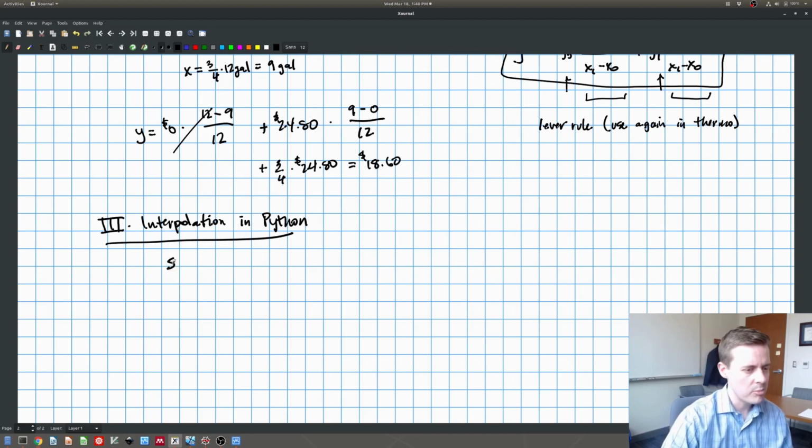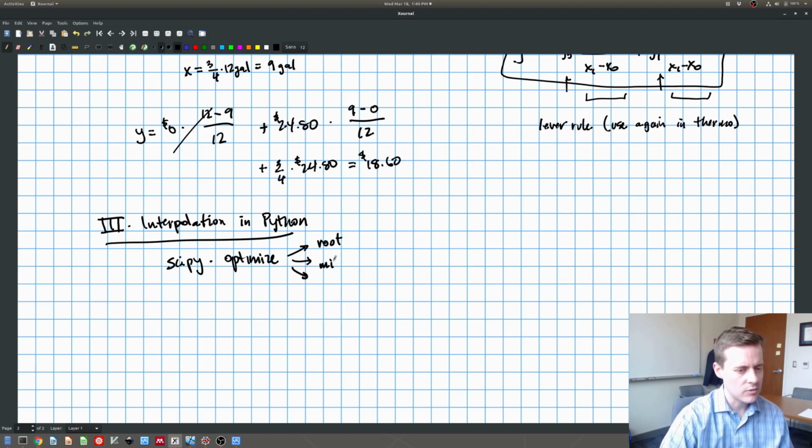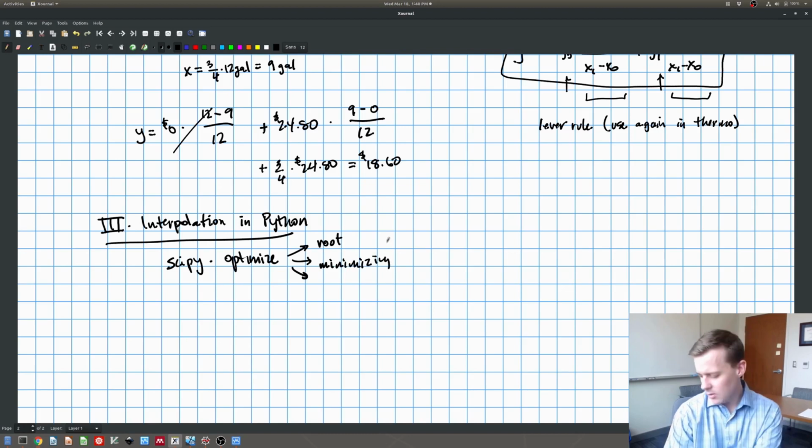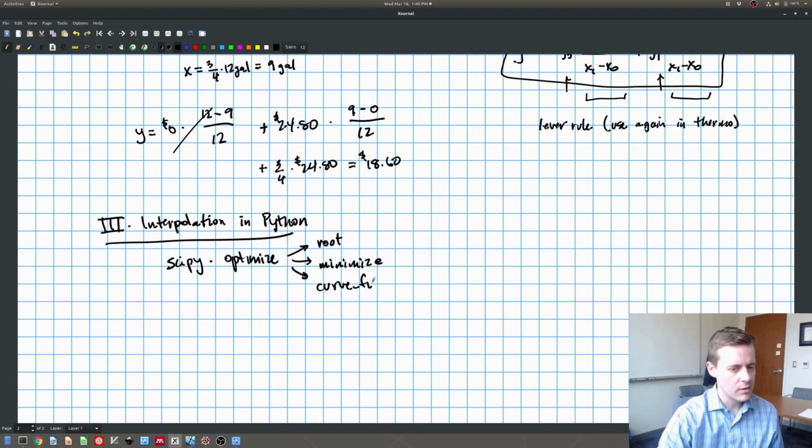So we've used scipy before, and we've used scipy.optimize. Remember, we use scipy.optimize for three things now. We've used it for root finding. We've used it for minimize, for doing optimization. And we've also used it for curve fit.